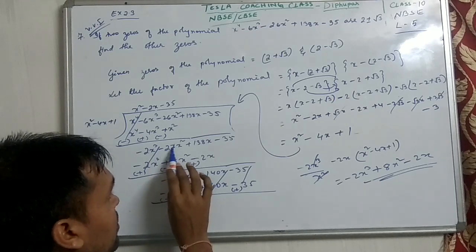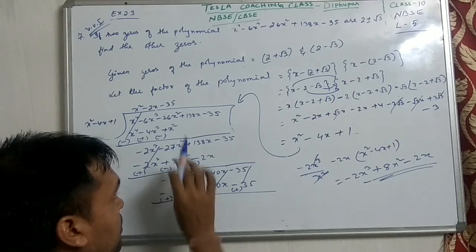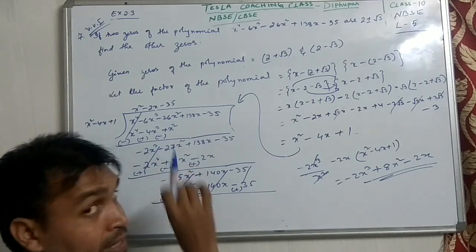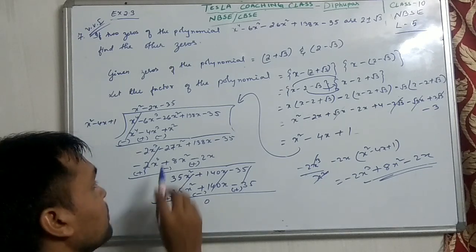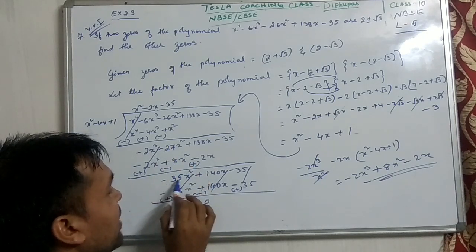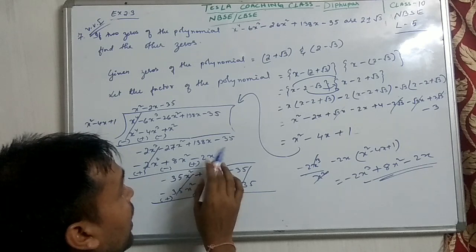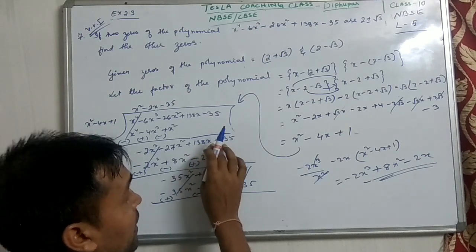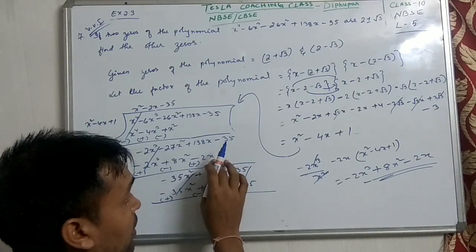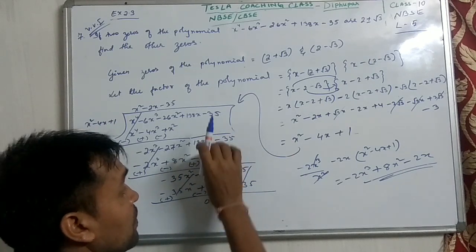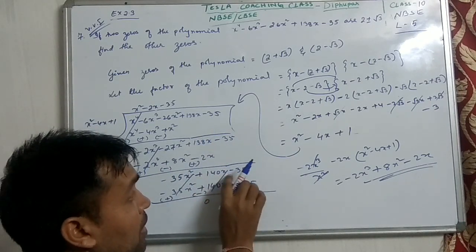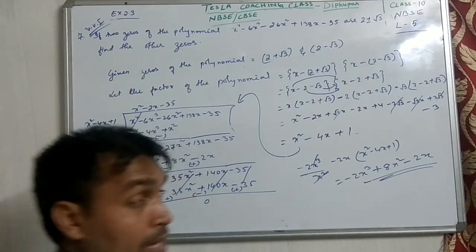Now see, minus 27x square minus 8x square. Both are minus, so we will add them and the sign will remain minus. These two, if you add, you get minus 35x square. And minus 138x plus 2x, if you add it, you will get what? 140x, and this 35 will come as it is.